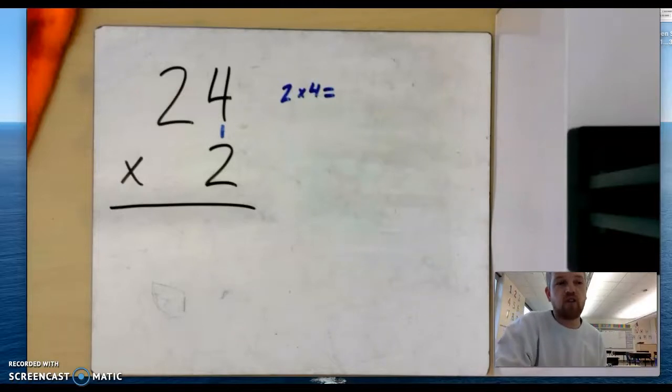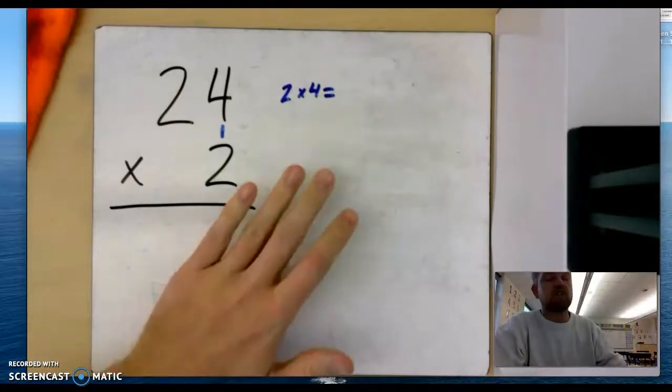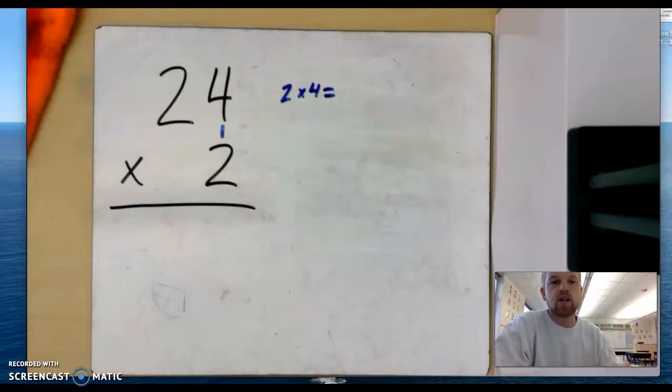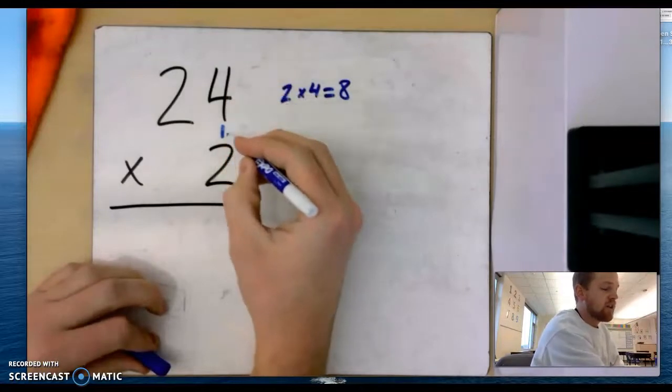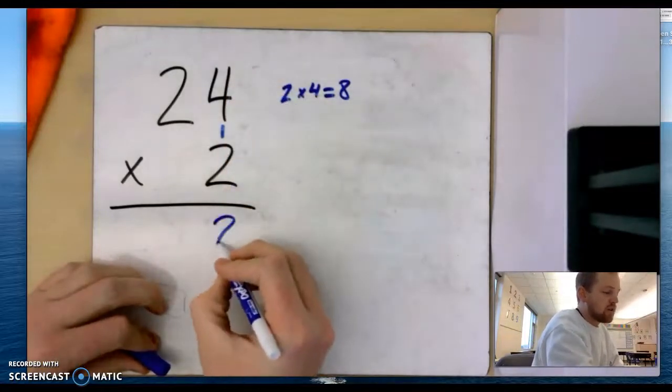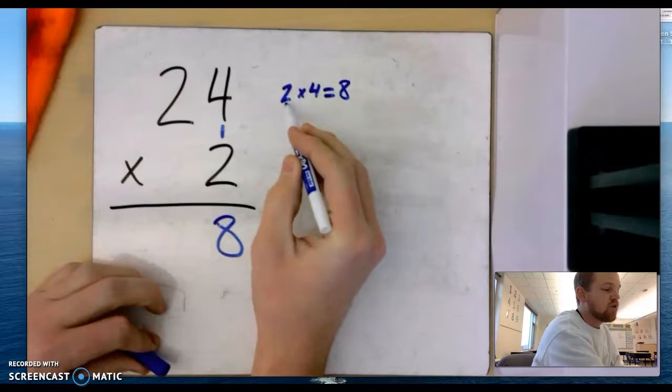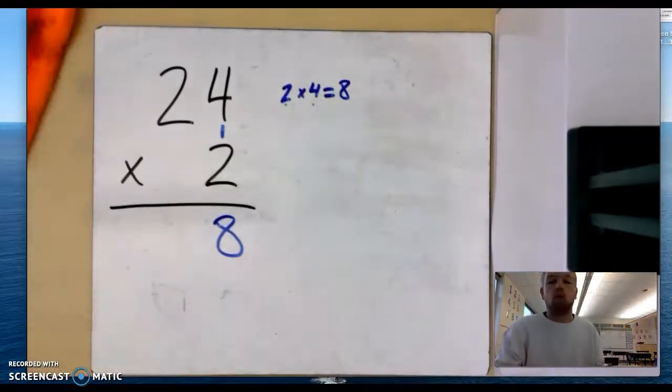If you've been practicing your facts, you're starting to get pretty quick with them. This is one that you probably have memorized, and you know that 4 times 2 is 8. So I'm going to write that right below my ones here, because this is saying that I have 2 groups of 4 and they're my ones.